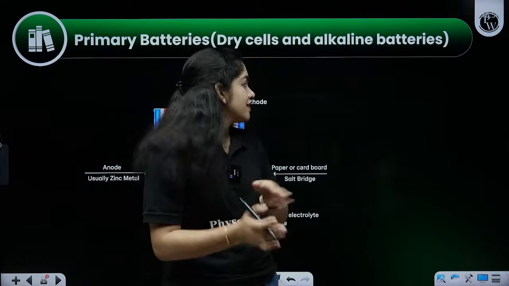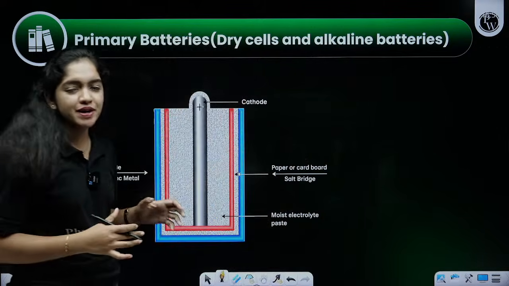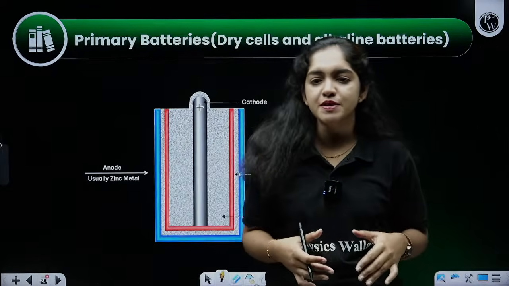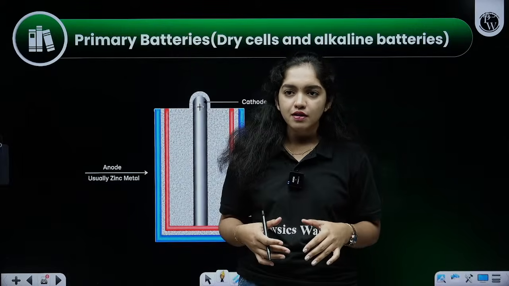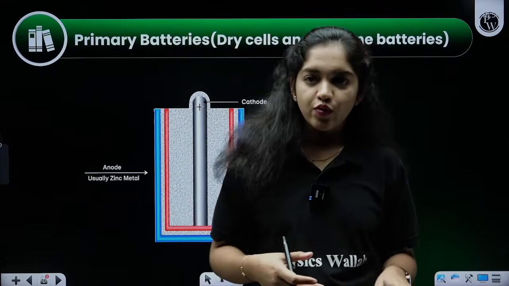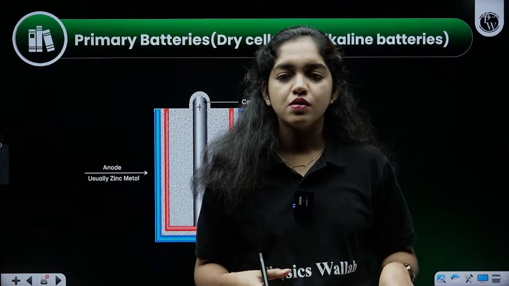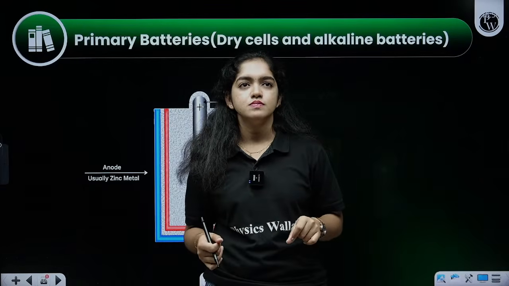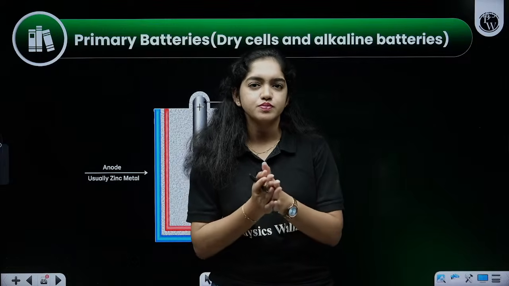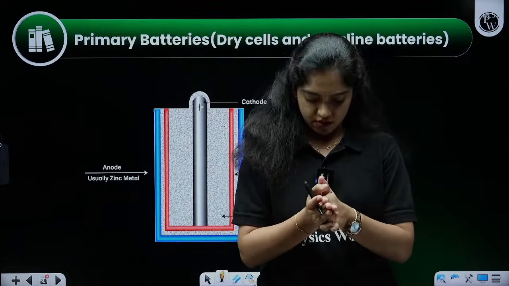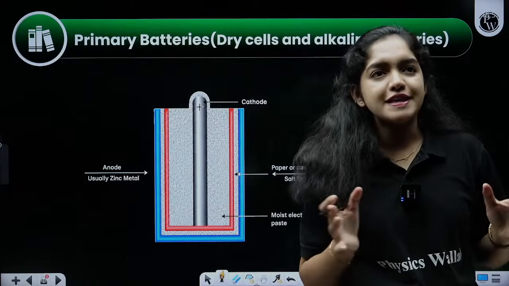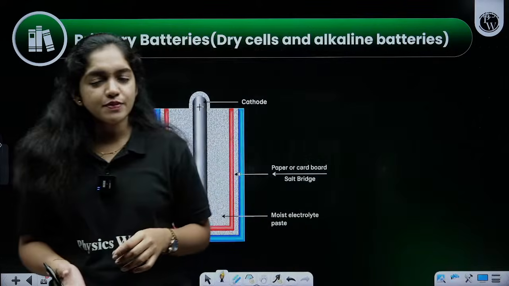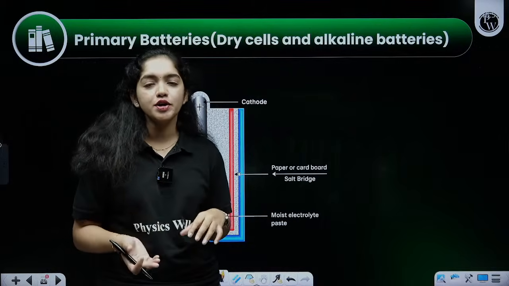So, come back. We can discuss the primary battery. Batteries are of 2 types, primary battery and secondary battery. Primary batteries means what? It's not rechargeable, it's not reusable. When it is dead, it is dead. We can throw it away, we cannot reuse it.